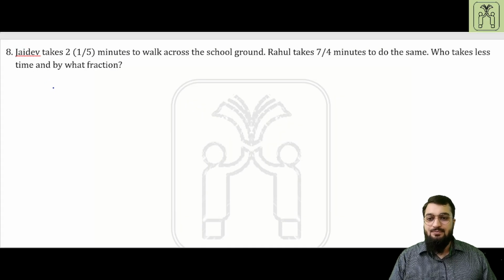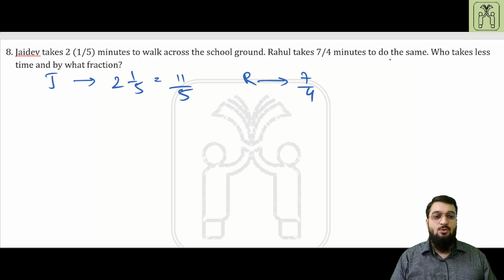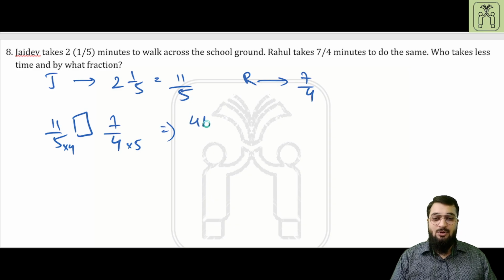Okay, so I'll write Jaidev, arrow, 2 1 by 5, which is equal to 5 twos are 10 plus 1, 11 upon 5. Rahul, another person, takes 7 upon 4, and that is already an improper fraction. That is good. Who takes less time and by what fraction? So we have to compare 11 upon 5 and 7 upon 4, and then we have to take the LCM. So 5 into 4 is 20, 4 into 5 is 20. That will give us 11 into 4, 44, and 7 into 5, 35, and the denominator is the same.